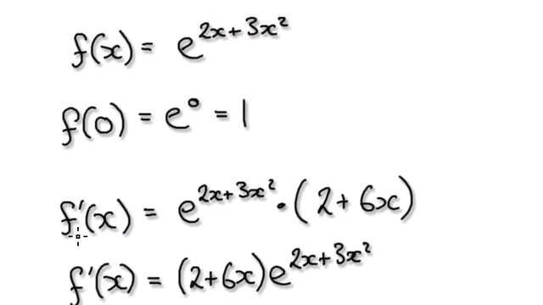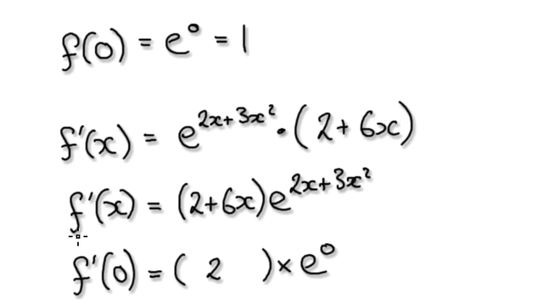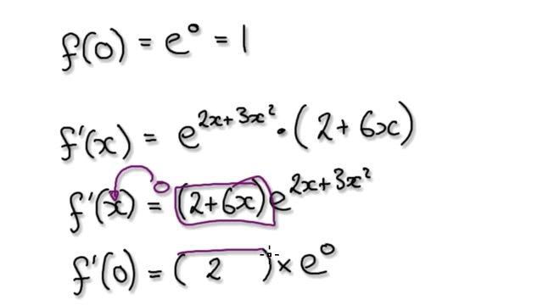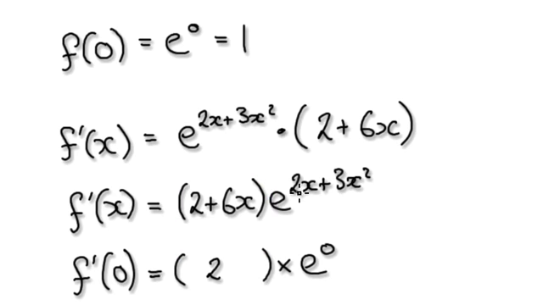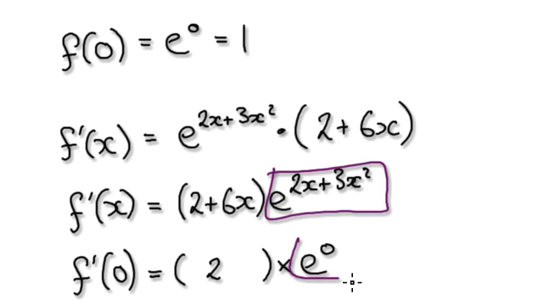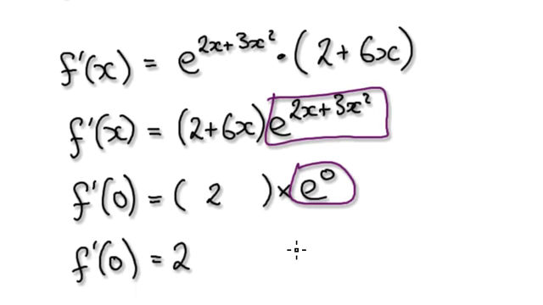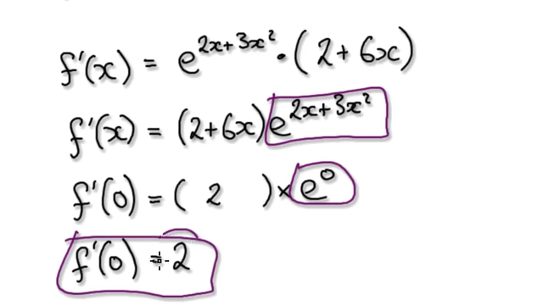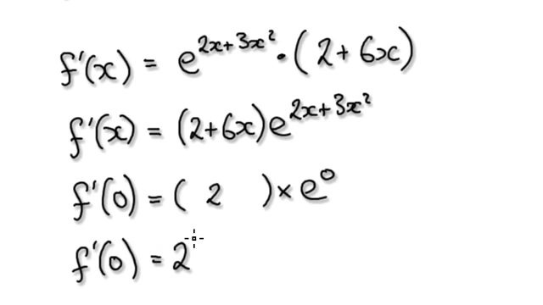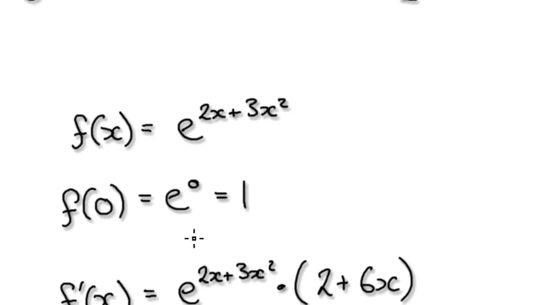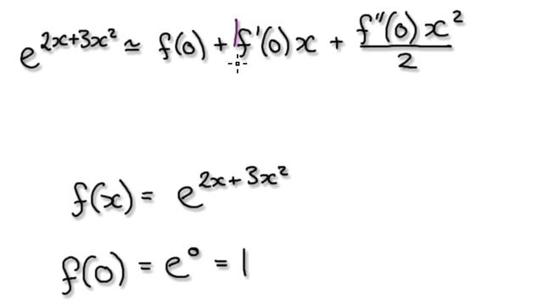Okay, and then you have to evaluate it at x equals 0, meaning you have to put 0 into here. So if you put 0 into here, this block here will be 2, and then this block here will be e to the power 0. E to the power 0 is 1. So f prime of 0 is 2. Okay, and so we now know that this block here is 2.